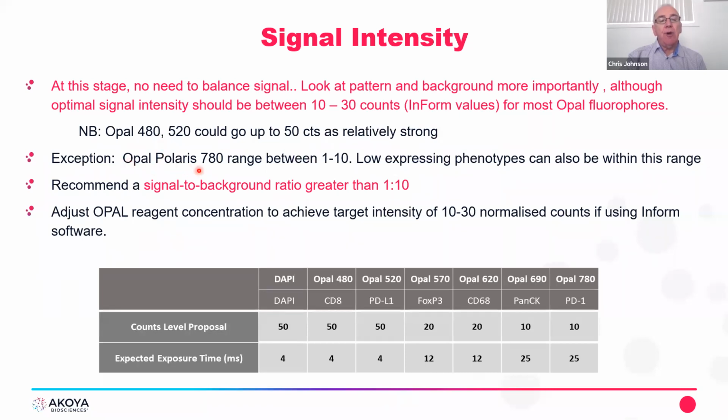Now, some of the dyes are not always going to reach that. For instance, if you use Polaris 780, which is the deep red dye, it does have a very low intensity. So its number will be somewhere between 1 and 10, and that's acceptable. Some of the others are a little bit higher. So with these ones, probably your antibodies can be certainly a little bit more dilute than maybe what is always recommended.